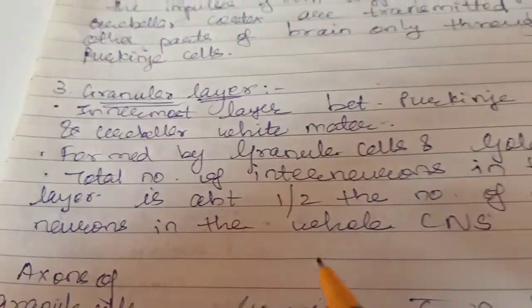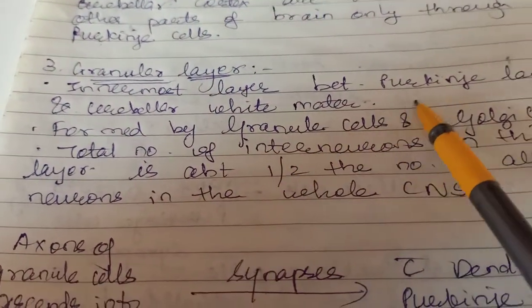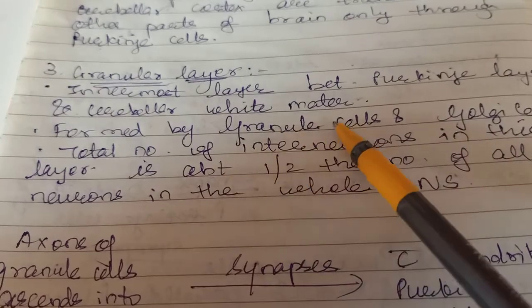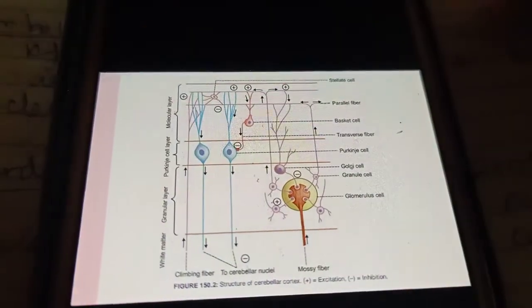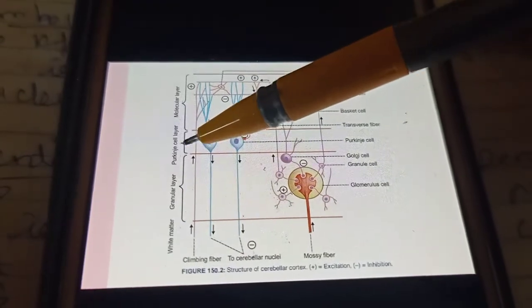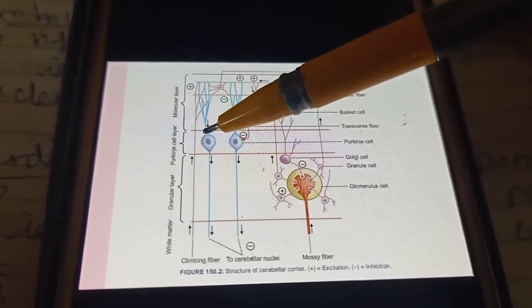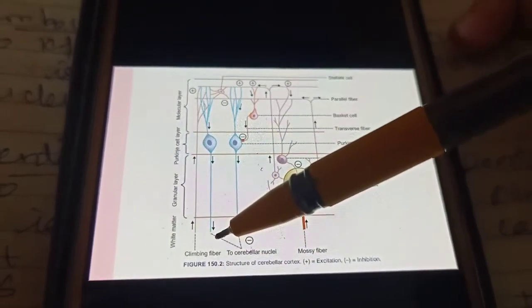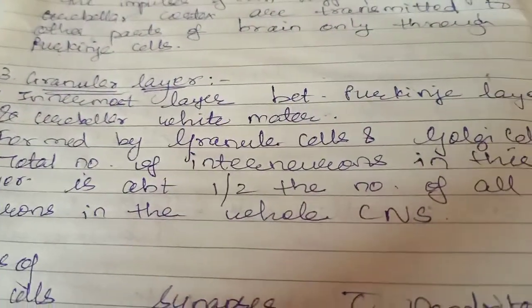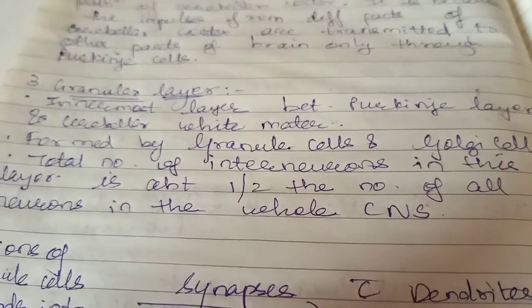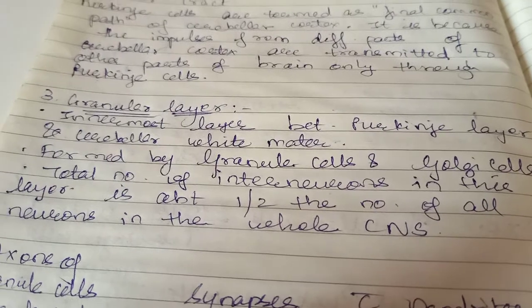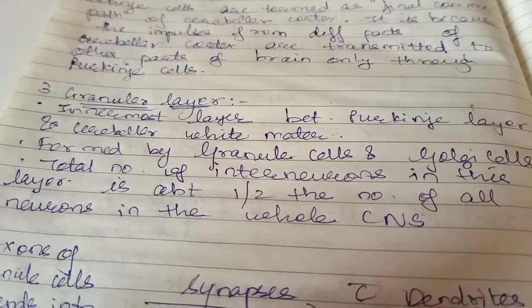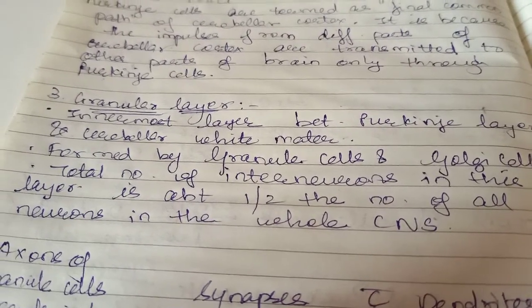The next is the granular layer. It is the innermost layer, present between the Purkinje layer and the cerebellar white matter. It is formed by granule cells and Golgi cells. The total number of interneurons in this layer is about half the number of all neurons in the whole CNS.